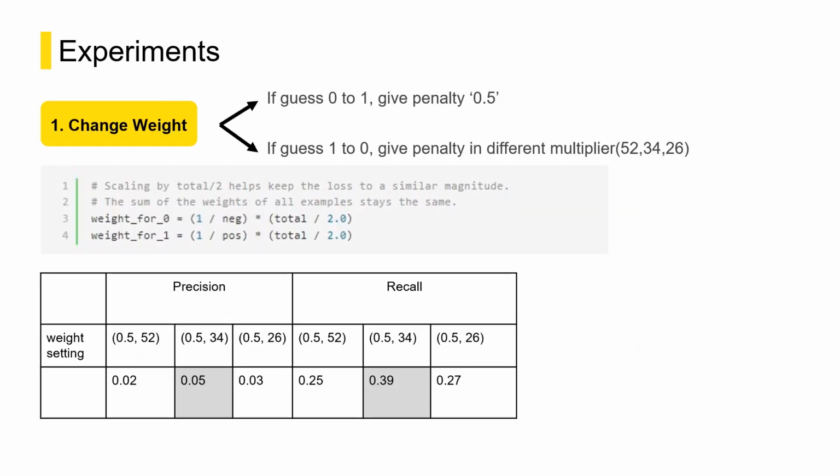And now this is our experiment. The first one is changing the penalty weight, because the data is very imbalanced. If the model predicts 1 when the answer is 0, we give only a slight penalty like 0.5. But if the model predicts 0 when the answer is 1, then we give a penalty with different multipliers, like 52, 34, and 26. As you can see in the picture, we get a much better result with 34. So this is our final parameter in this weight function.